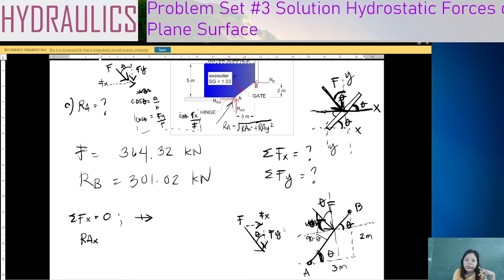Theta. Tapos paano natin makukuha yung angle of inclination? So angle of inclination is ito from the 2 meter saka 3 meter similar triangle. Sin theta is opposite over, hindi, tangent. So tangent theta is TOA, opposite over adjacent. So arctangent ng 2 over 3. So theta mo dyan is arctangent of 2 over 3. That is 33.69 degrees. Theta.